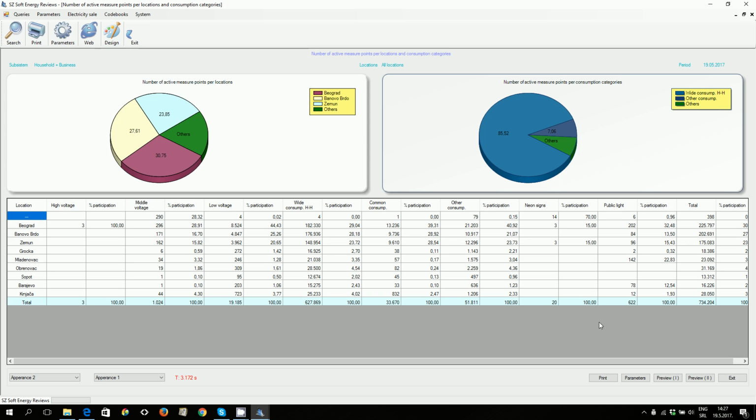For example, Belgrade has the greatest number of measuring points, which is 225,797, and at the bottom of the page we can see the total number, which is around 750,000, which we have already mentioned in our first video presentation.